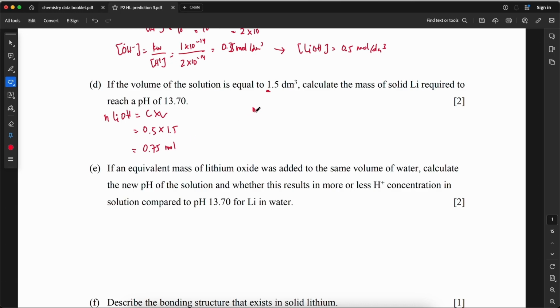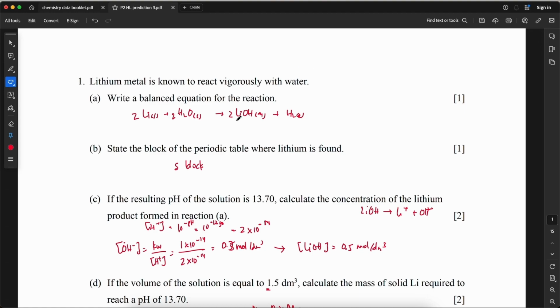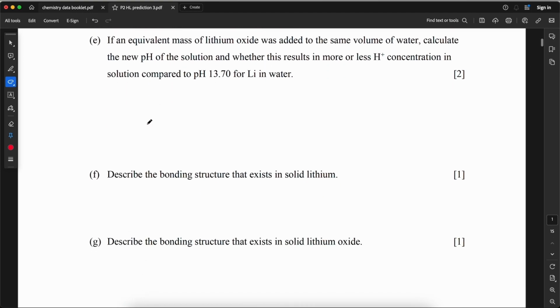And mass would be n times Mr. So that would be 0.75 times Li, which is 6.94. So that would be 5.21 gram Li. Why? We have the same amount of mole for Li and LiOH. Based on this equation, the mole of LiOH will be the same with the mole of Li, because it has the same coefficient.